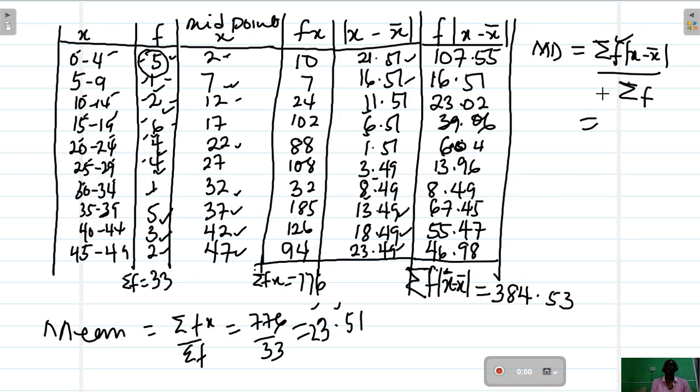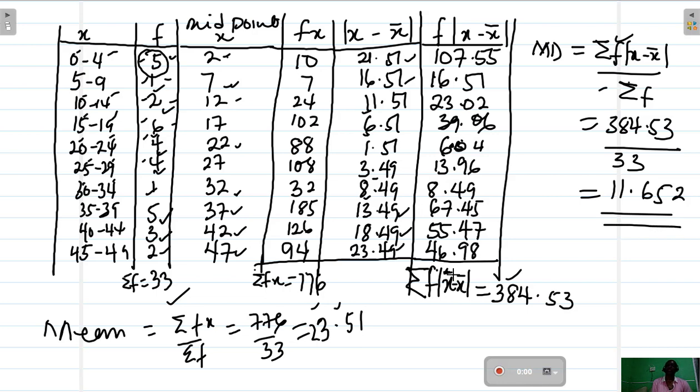Therefore our mean deviation is sigma f times the absolute value of x minus x bar, over sigma f. So it will be 384.53 over sigma f, which is 33. So 384.53 divided by 33 gives our result to be 11.652. So this is our mean deviation.